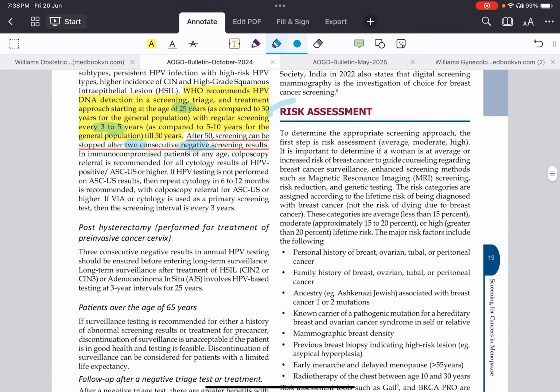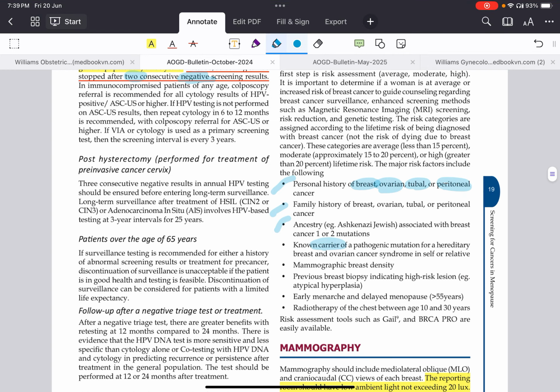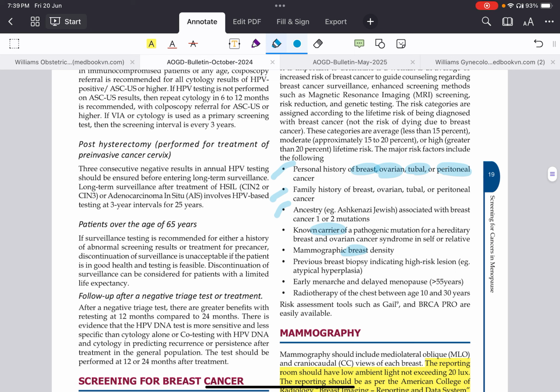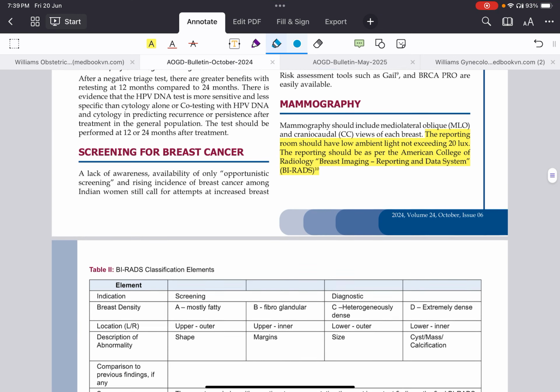Risk assessment should also be done for cancers. What are the different cancers she can get? Breast cancer, ovarian, tubal, peritoneal cancer. So personal history should be taken, family history, any ancestry history. Known carrier of any mutation, mammography should be taken for breast. Early menarche and late menopause are risk factors for endometrial cancer. So we should see that, and any radiotherapy in the chest. This history should be taken.